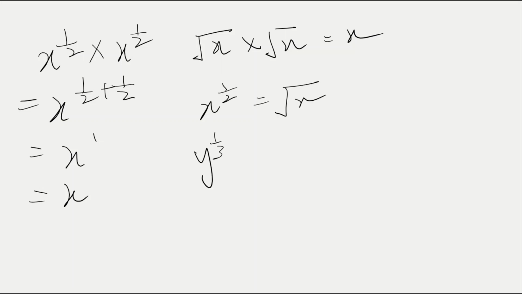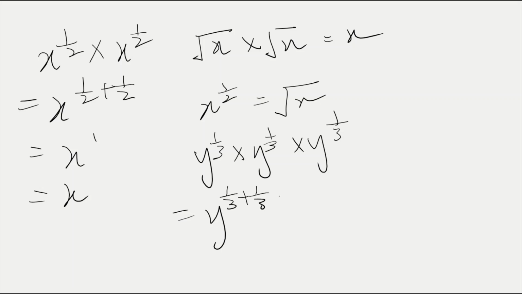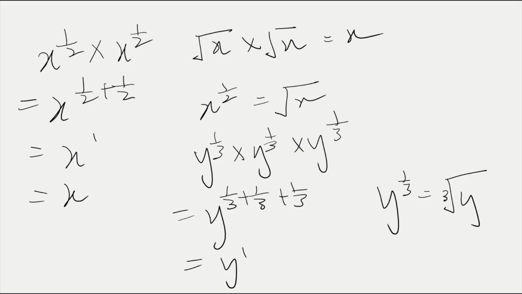Similarly, y to the power of 1 over 3 times y to the power of 1 over 3 times y to the power of 1 over 3 gives you y to the power of 1 over 3 plus 1 over 3 plus 1 over 3. This gives you y to the power of 1, which is y. And again, what number multiplied by itself and then by itself again will give y? So y to the power of 1 over 3 is cube root y. This shows that any root of a number can be written using fractional indices. So x to the power of 1 over m is the m-th root of x.